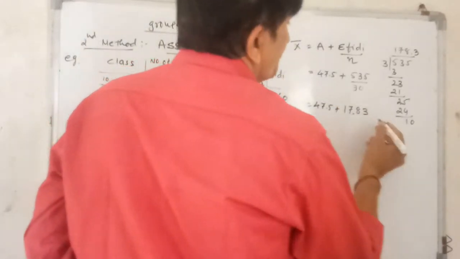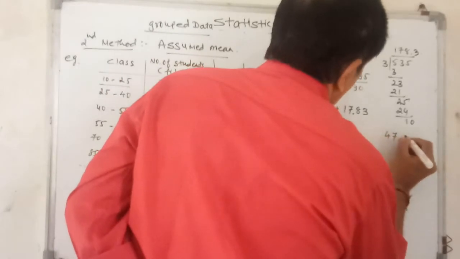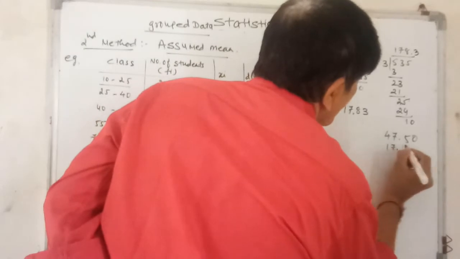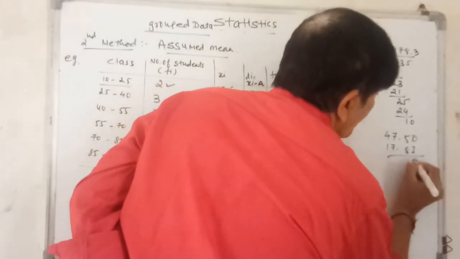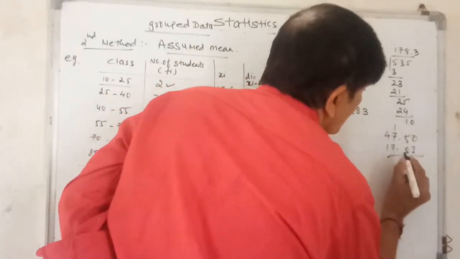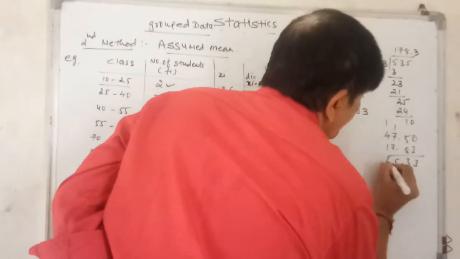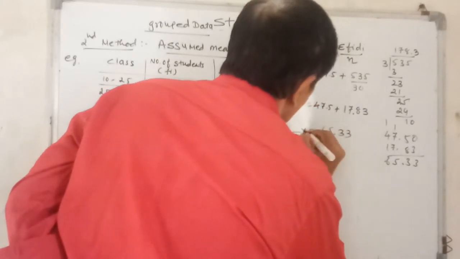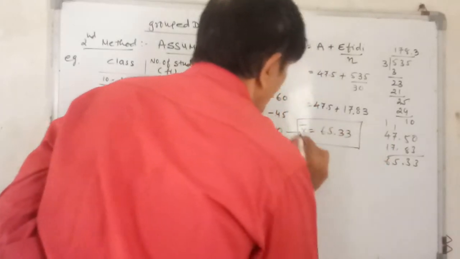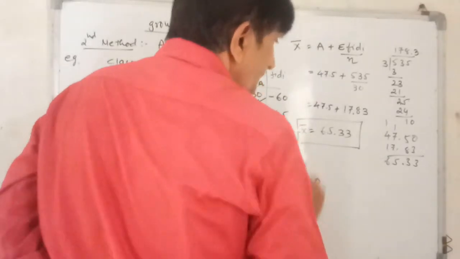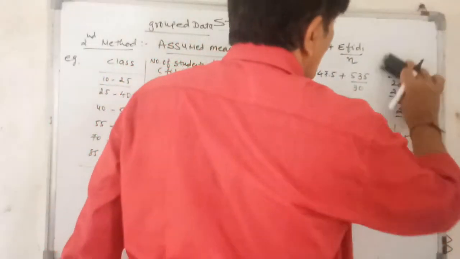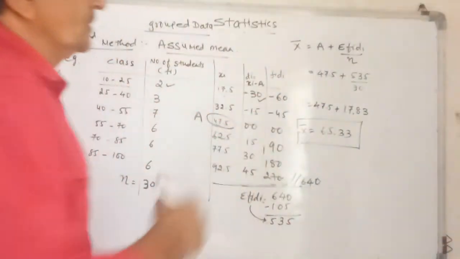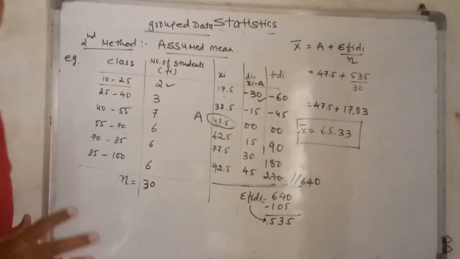Just do the addition process, okay. 47.5, so we can write 50 because here there are two digits. 17.83. So it is 65.33. So this is your x bar, okay. Clear? So here your 3 marks question is completed.